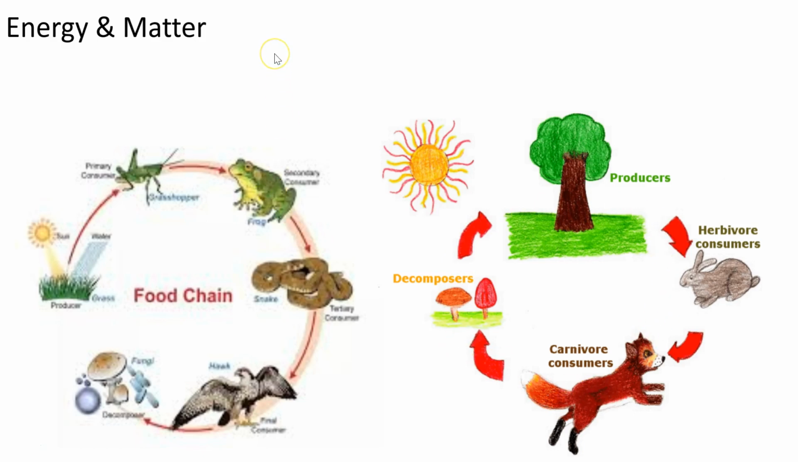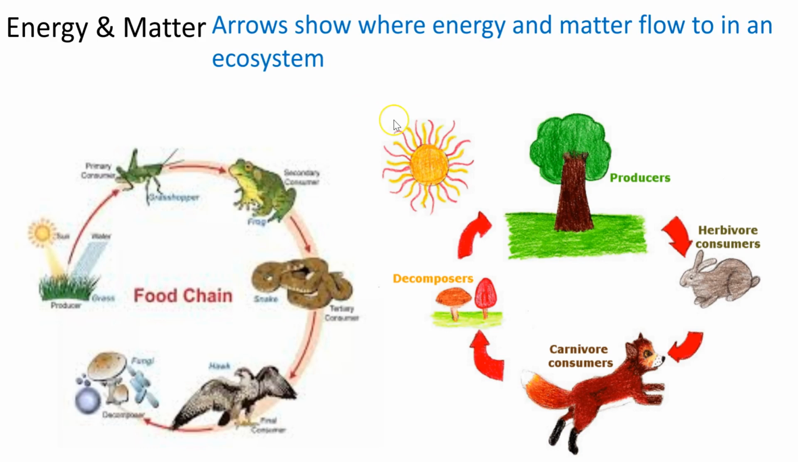Earlier in the unit, we talked about how energy and matter are related. The arrows show where energy and matter flow to in an ecosystem. Energy starts with the sun, moves to the grass, then went to the grasshopper when the grasshopper ate the grass, went to the frog when the frog ate the grasshopper, the snake when the snake ate the frog, and so on down the line.